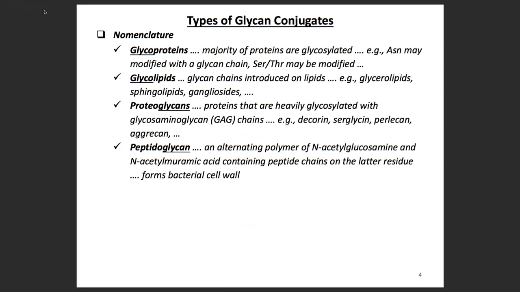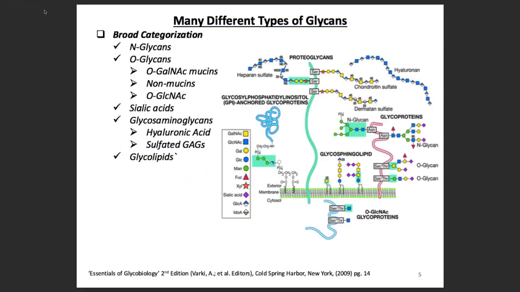So glycoproteins typically are never referred to as having GAG chains, right? GAGs are always present on the protein component, which are proteoglycans. That's the difference. Okay. All right, very good.